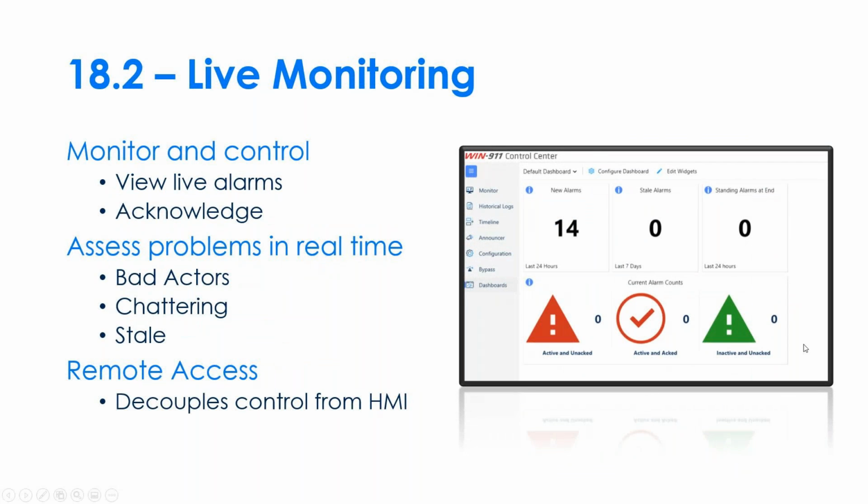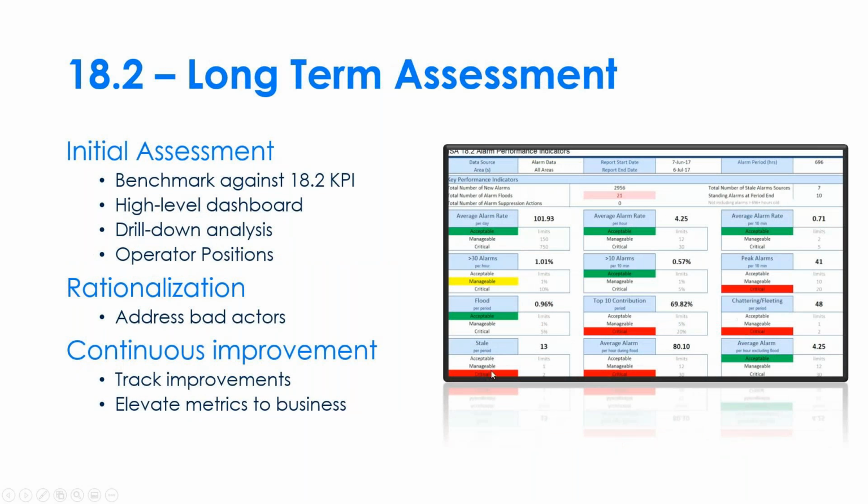We see this in the product. One of the capabilities we have in the control center is the ability to express some of these ISA concepts to people in real time: bad actors, chattering, stale alarms. And we have long-term reporting that looks at this from a more in-depth perspective in terms of calculating these metrics, storing them historically, assessing where problems are and where improvements need to be made, and also assessing progress on actually making those improvements and improving the alarm system.